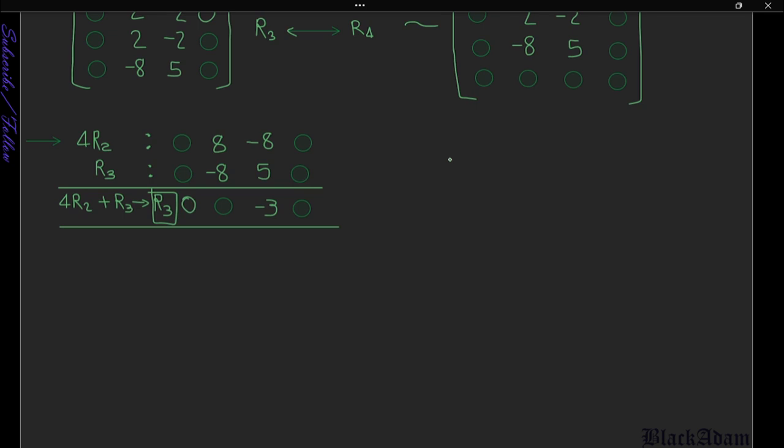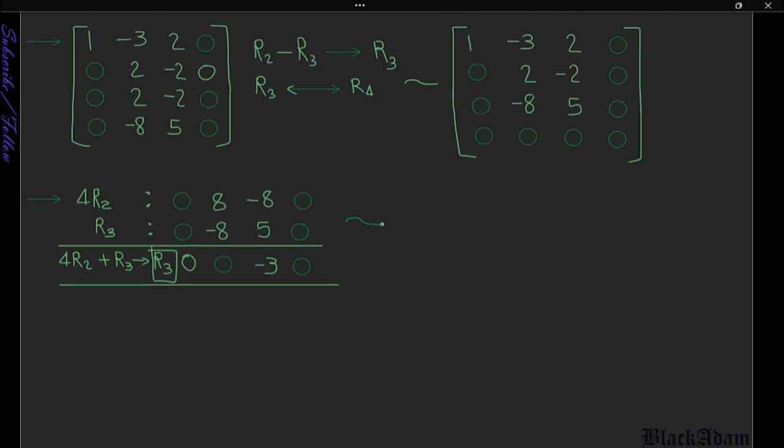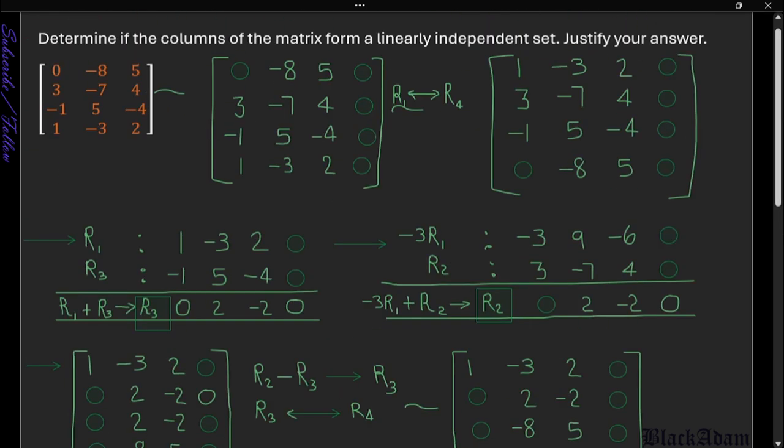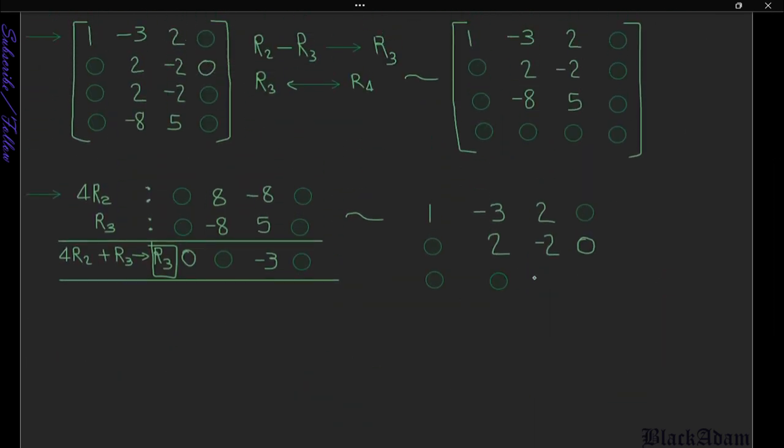So the new matrix looks like this: row 1 is 1, -3, 2, and 0. Row 2 is 0, 2, -2, 0. Row 3 has to be 0, 0, -3, and 0. And then row 4 is all 0 entries.